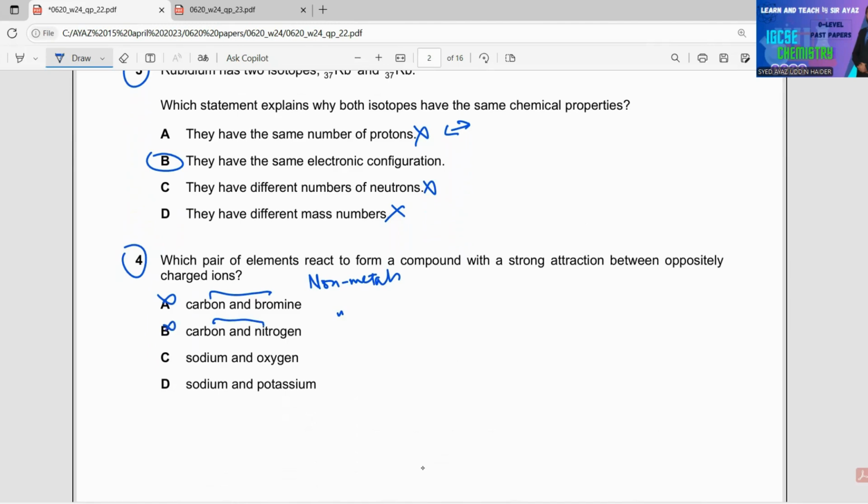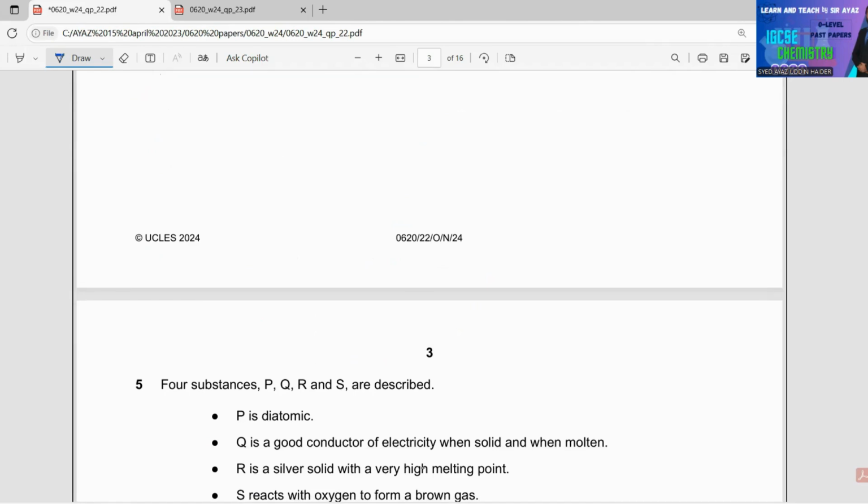Sorry, C. Sodium and oxygen. It's a metal and non-metal. We have metal and non-metal, so this must be the right answer. For convenience, I'm checking the last statement. Sodium and potassium, both are metals. Also incorrect. Moving to next MCQ.